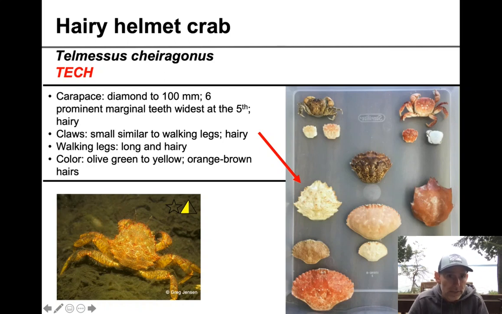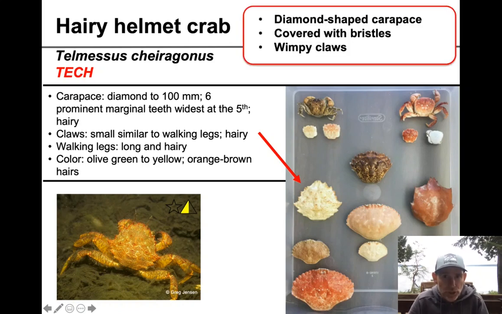The first is Telmesis. Its code is TECH. This is the hairy helmet crab. It is unique in its shape in that it is diamond shaped in the carapace. It's also covered with small or fine bristles. Its claws are extremely small compared with its long walking legs. And in fact, this is one of the fastest crabs we have in our region.